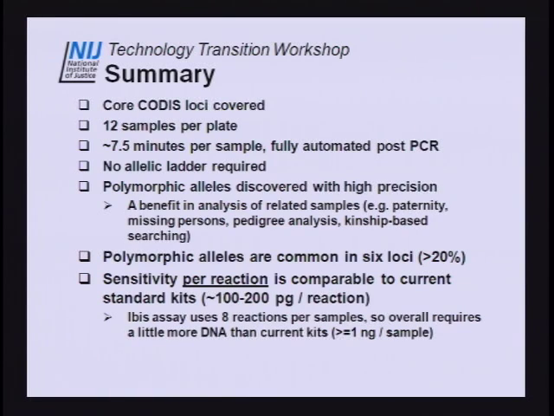In summary, we've so far discovered the core CODIS loci have a standard assay layout. We're working towards getting this into a commercializable final product. We're still in development. But there's a lot of polymorphic alleles out there. Right now, the sensitivity per reaction is comparable to, say, a Promega kit. Between 1 and 200 picograms, we recommend closer to a nanogram. But we have 8 reactions, so that's something to keep in mind.